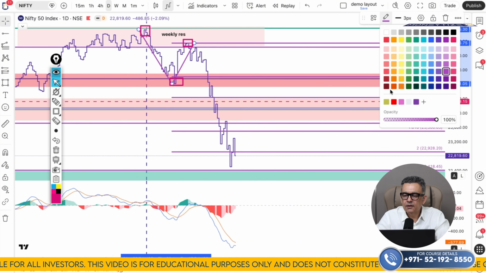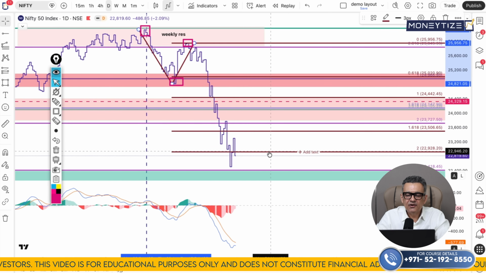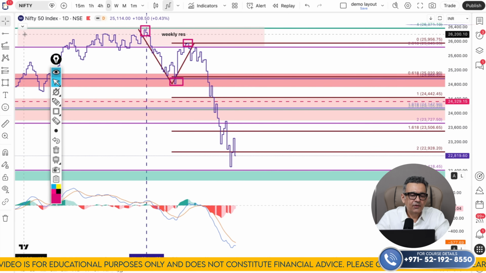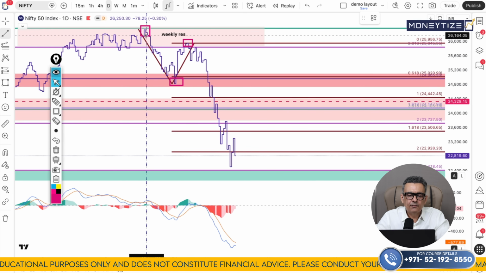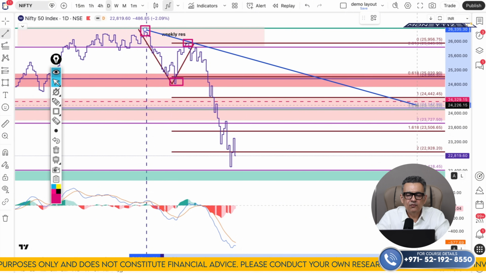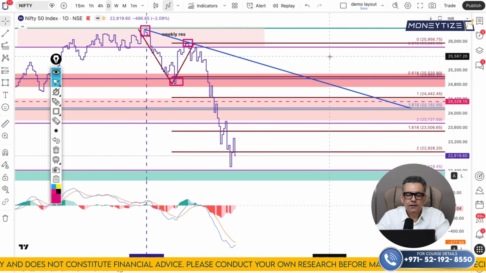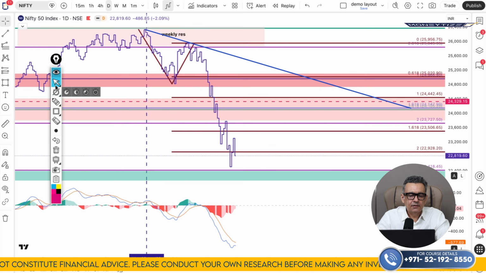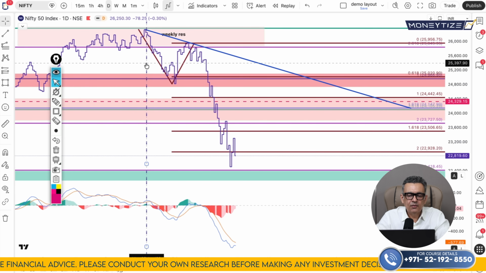And we'll use a different color here. So the brown lines are representing the downward extension lines. And if I need to add a trend line, we can connect the highest point with the next lower high. And that's it. So we have added our first bearish extension.